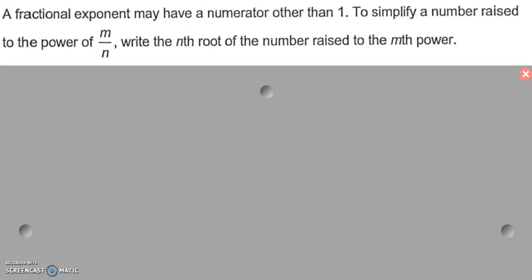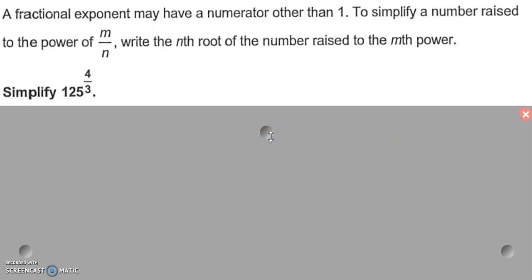So a fractional exponent may have a numerator that's not going to be 1. It's going to be other than 1. So to simplify a number that's raised to the power of m over n, we're going to write the nth root of a number raised to the mth power. So we're going to be doing the same thing as we have been doing when we had a numerator of 1, but now we're just going to have to go a little bit further.